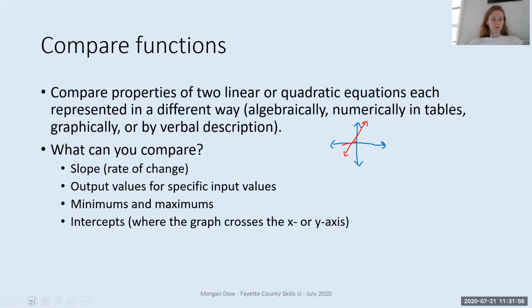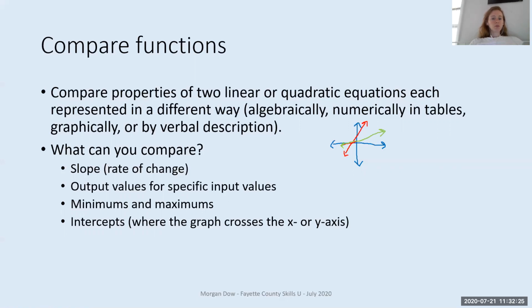It's red again. Come on, green. There we go. We might have another line that looks like this in green. And we could compare their slope. So we could look at this red line and this green line, and we see that this red line has a greater slope. It has a higher rate of change. It's increasing, getting bigger at a faster rate.